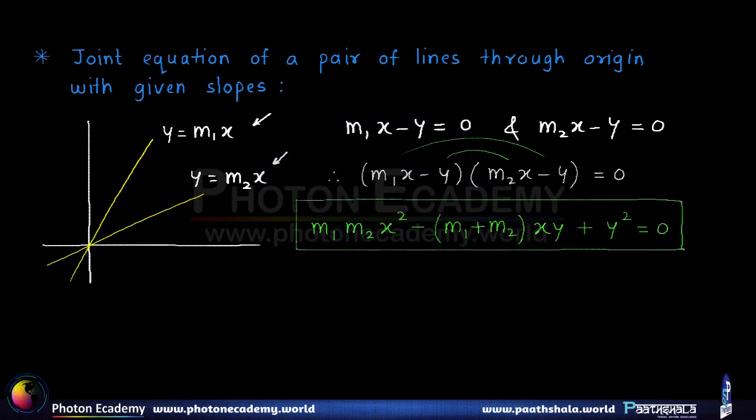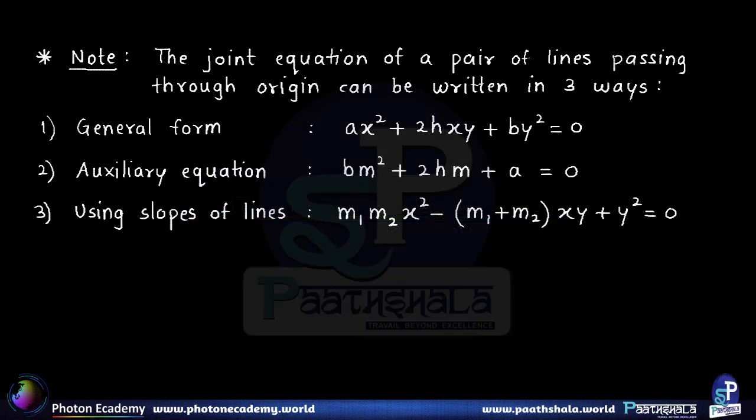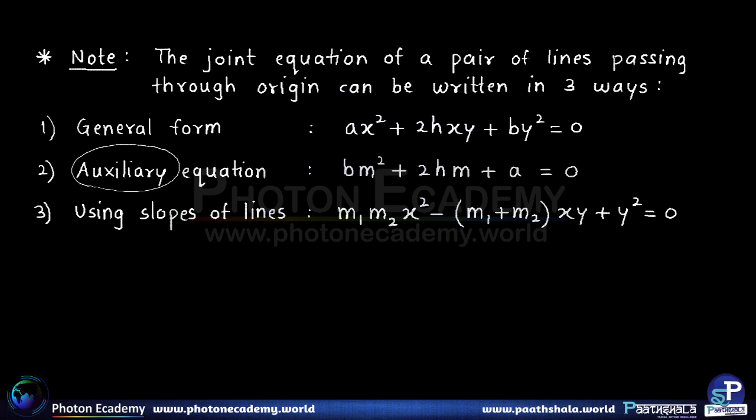So just to summarize, so far we have seen three different ways of describing a pair of lines. Hence the joint equation of a pair of lines passing through origin can be written in three ways. First is the most general form, which we have seen in the beginning. That is, it's a homogeneous equation in x and y with the coefficients a, 2h and b. Now the same can be transformed into the second form, which is the auxiliary equation.